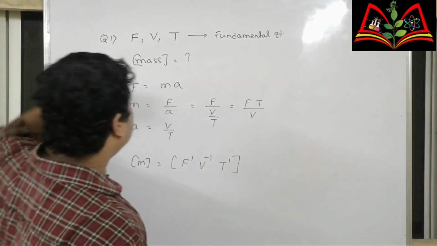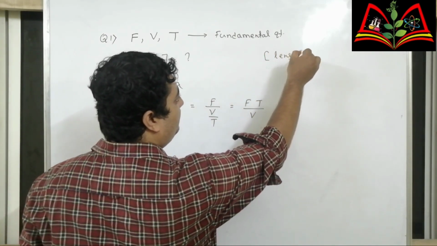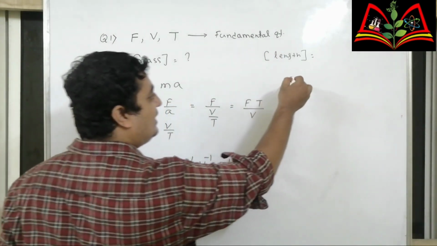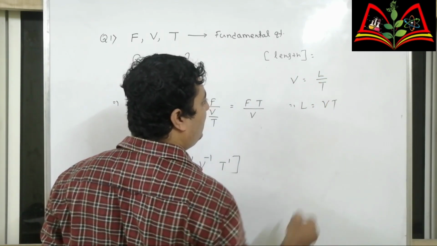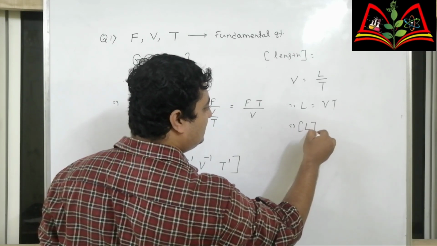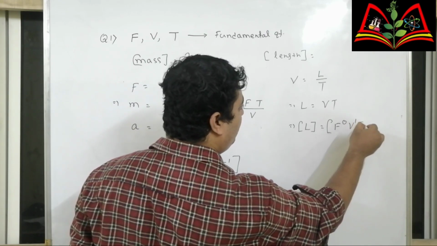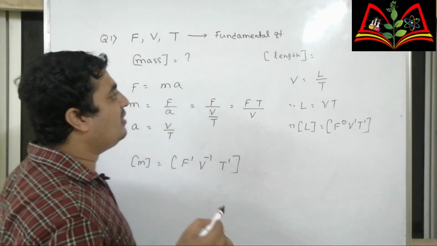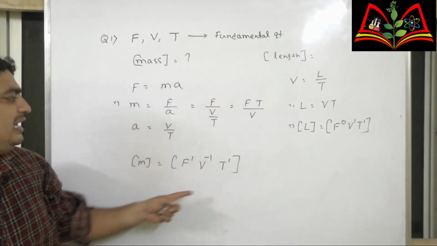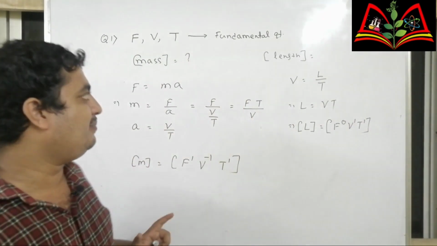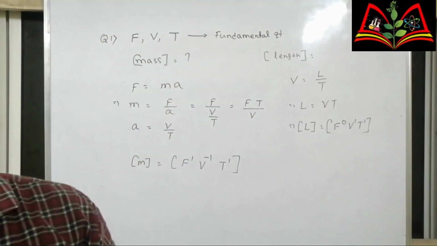Now, like that, if the question asks what will be the dimension of length, what will we do? Now, we know that velocity equal to length by time. So, length equal to velocity into time. So, dimension of length becomes f to the power 0, v to the power 1, t to the power 1. So, by guessing properly, you can solve the problem in a quicker time. This is the method. But for this, you have to know the relation among those quantities.